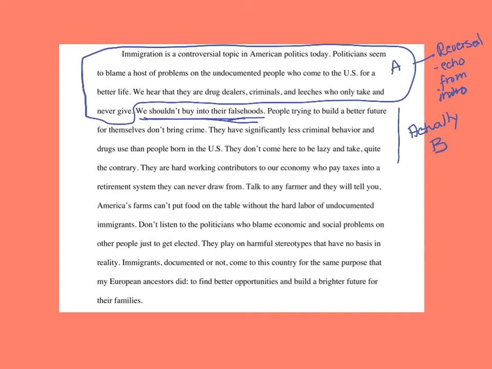People trying to build a better future for themselves don't bring crime. They have significantly less criminal behavior and drug use than people born in the US. So in my actually B, I am going through the main points, right? So main point 1 was about immigrants not bringing crime. They have significantly less criminal behavior. So main point one. Restatement of main point one.